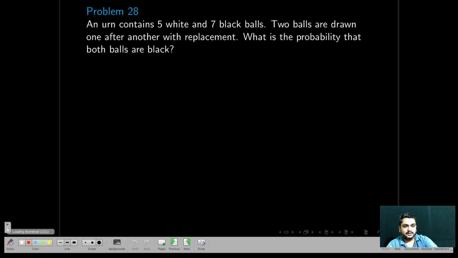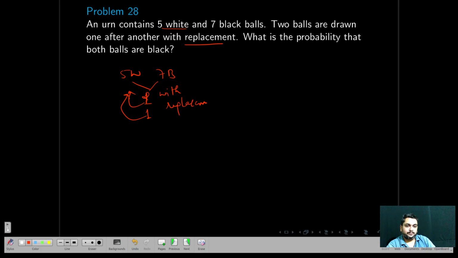Okay. Next, the urn contains 5 white and 7 black balls. 2 balls are drawn one after the other with replacement. See, first one ball is drawn, again it is put back. One more ball is drawn, again it is put back. So this is with replacement. Be careful. When it is with replacement, it becomes a simple probability problem.